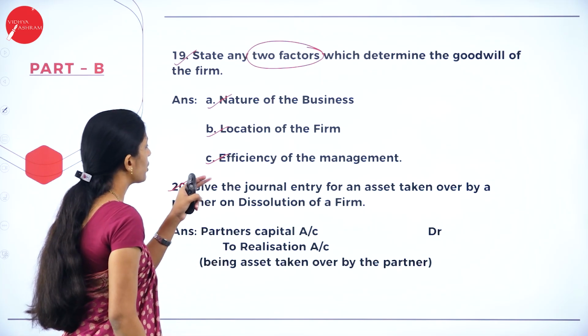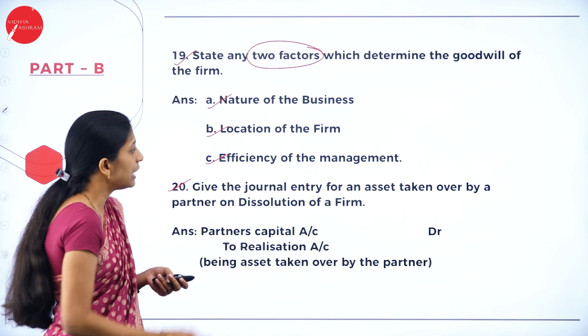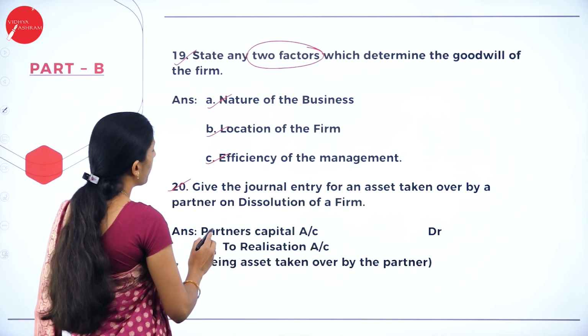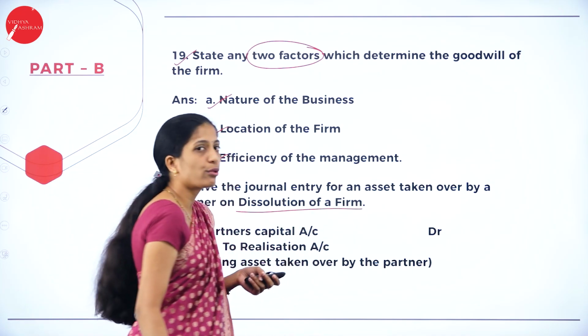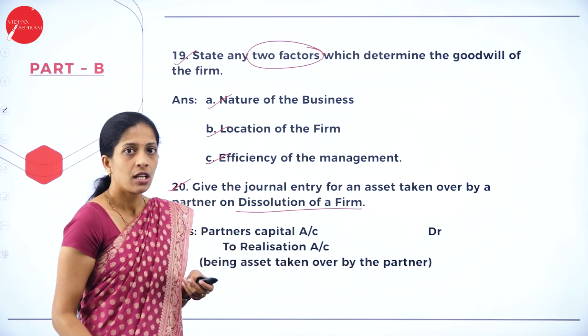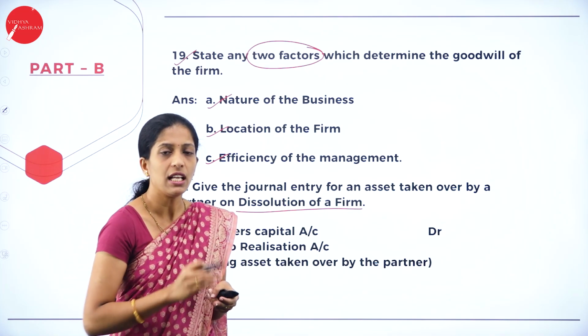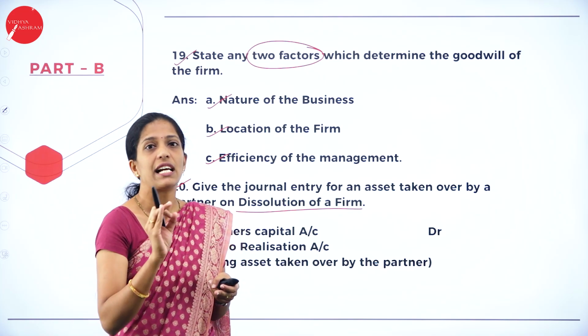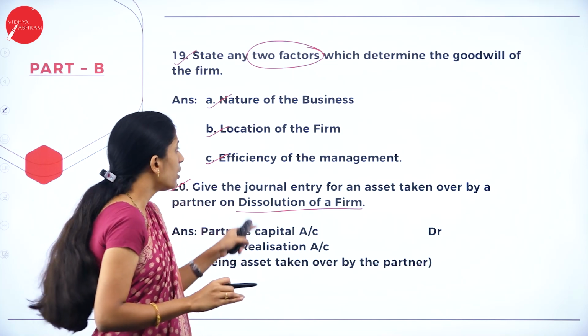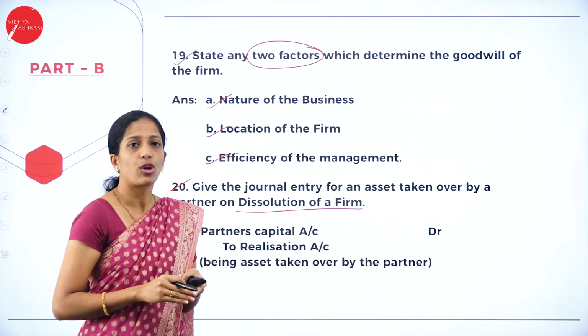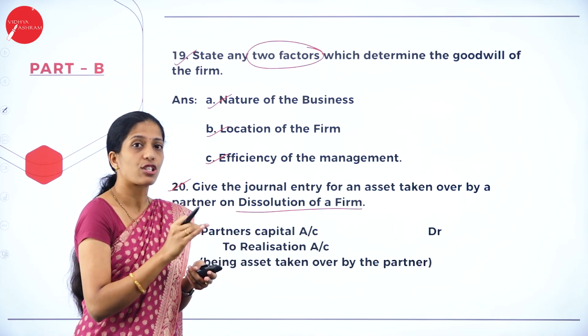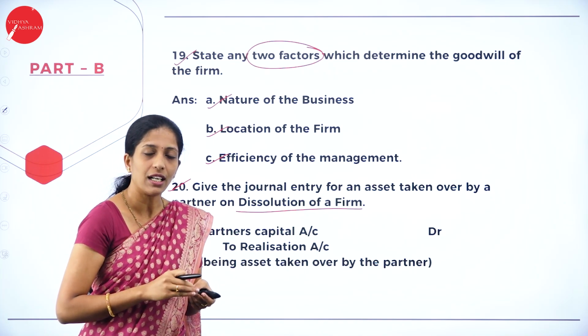Next, 20th question: give the journal entry for an asset taken over by the partner under dissolution of partnership firm. So this is from the dissolution chapter. They will definitely ask you a journal entry. So when the asset is taken over by the partner, or they might ask you when the liabilities are taken over by the partner.